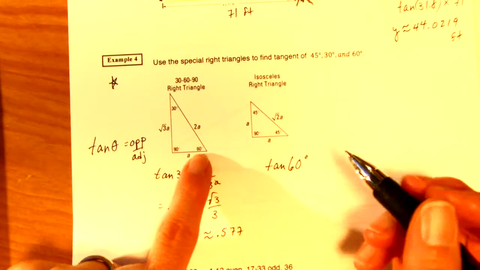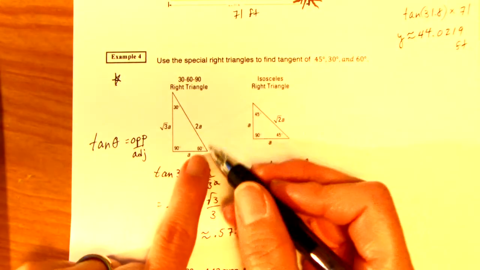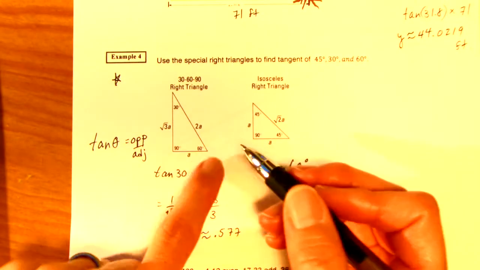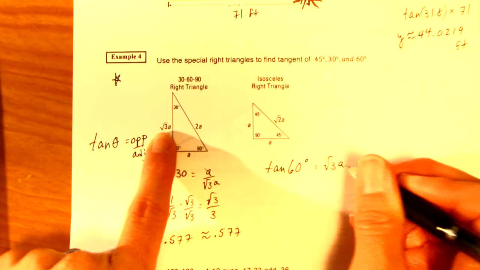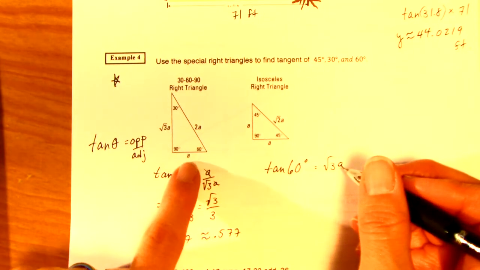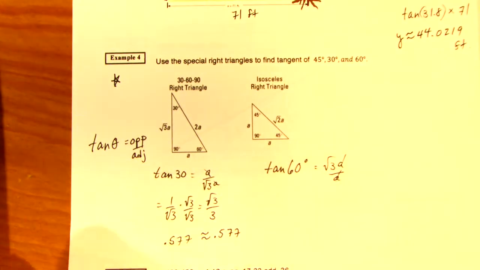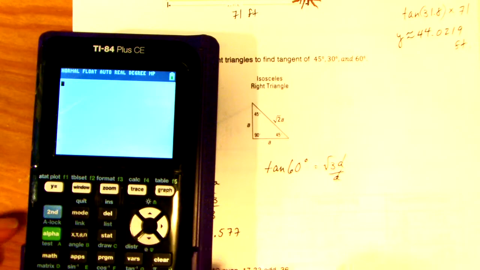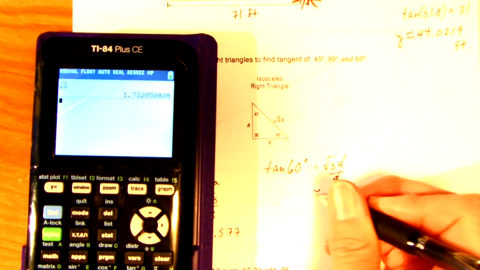Now let's do tangent of 60. Okay, so here's the 60 degree. Remember, tangent is opposite over adjacent. So according to this angle, opposite would be square root of 3 times A. Adjacent is just A. Remember, adjacent means next to. What do the A's do? Cancel. So let's put square root of 3 in the calculator, and you get 1.732.